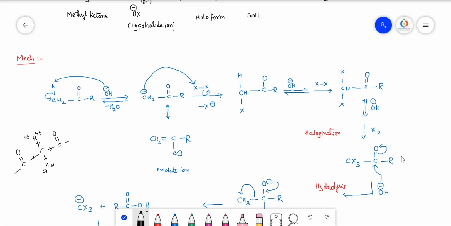In this case, even if you see, if one more CH3 group is present on this side, then also this OH minus ion will attack over the carbonyl carbon.